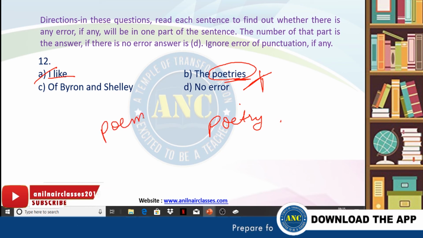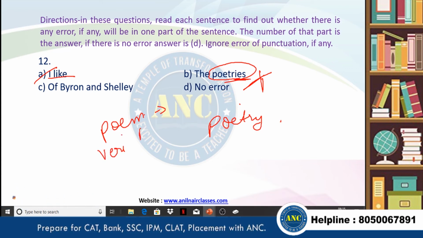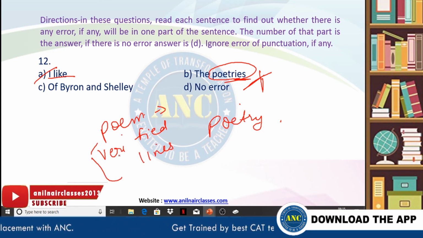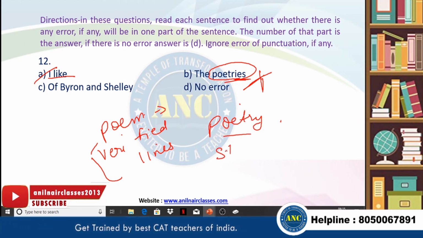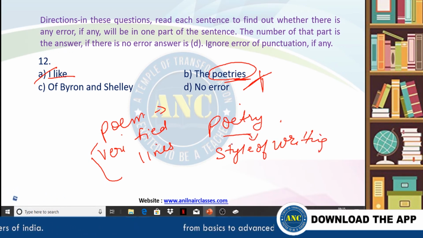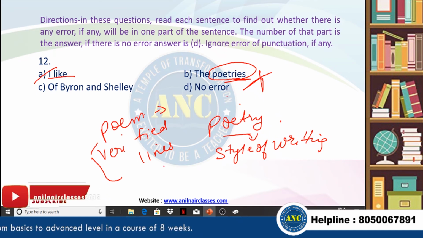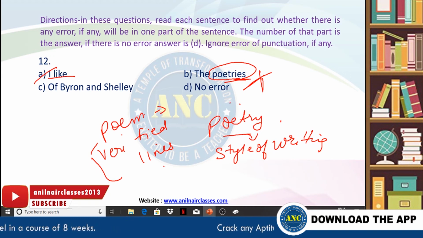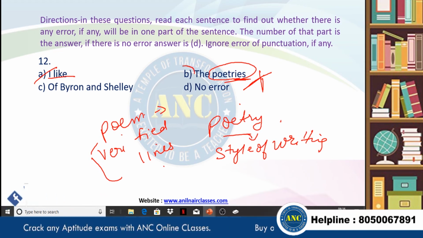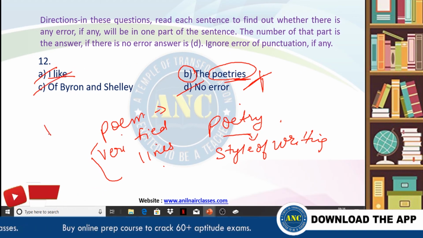Poem, if I say, poem is what? These are the versified lines that somebody writes. Those lines are called poems. But poetry is a style of writing. The style of writing is called poetry, whereas a poem is the versified lines. But there's nothing called poetries. Poetry is like an abstract noun, not present in the plural form. So I know the name, the rule, and the reasons. I'll circle B. I can get rid of C and D. Our answer is B. Great.